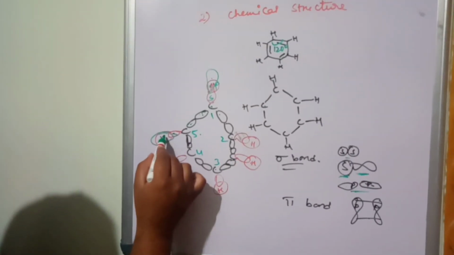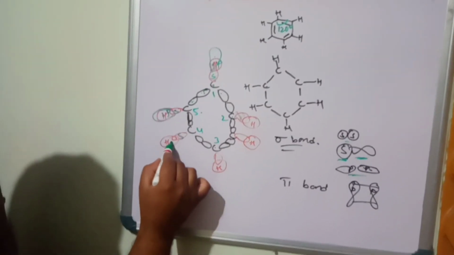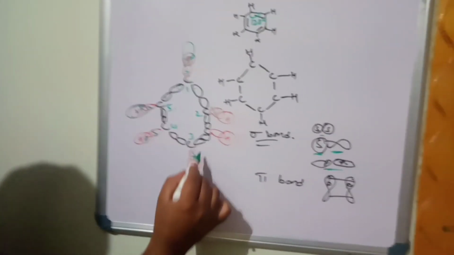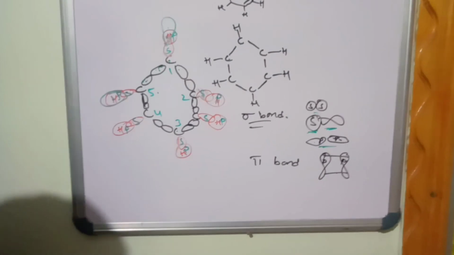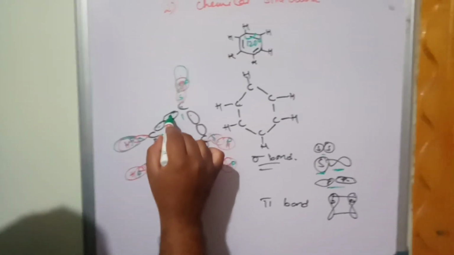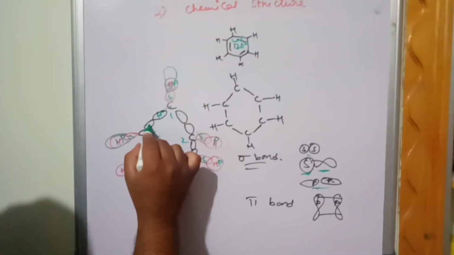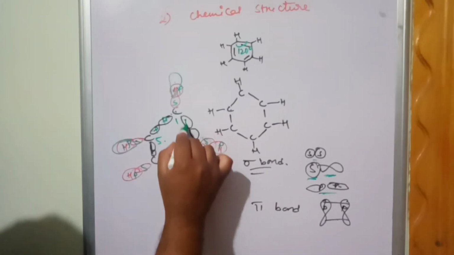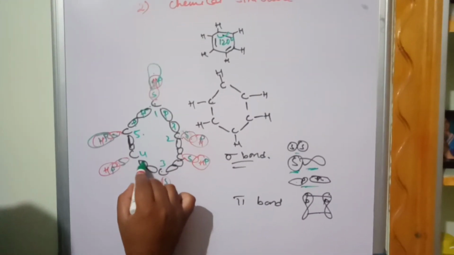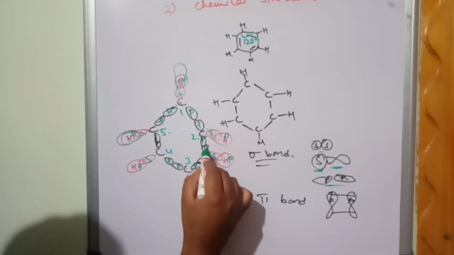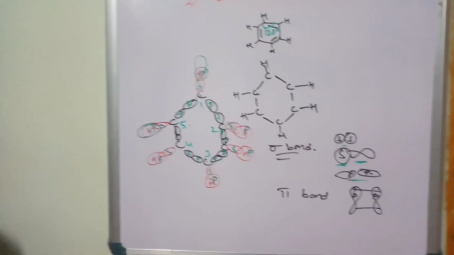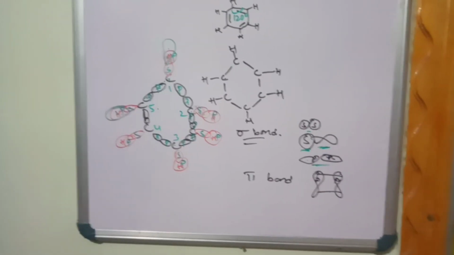The carbon-hydrogen bond is formed by the overlapping of an s orbital and a p orbital, end to end. They are all sigma bonds. Sigma bond means single bond. So this is an orbital representation of a single bond.